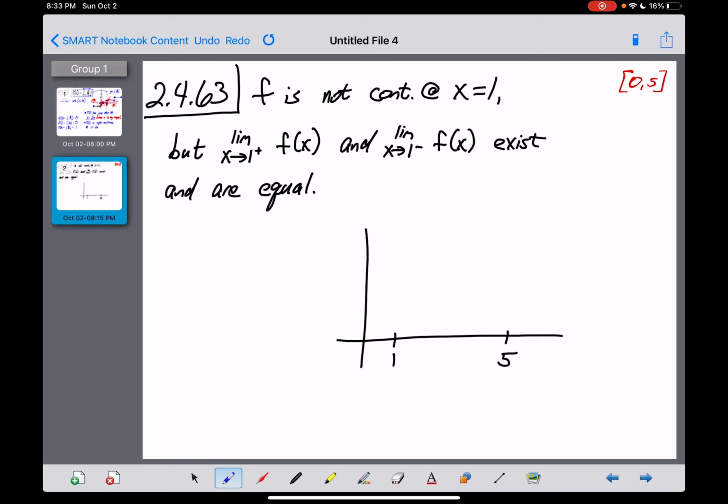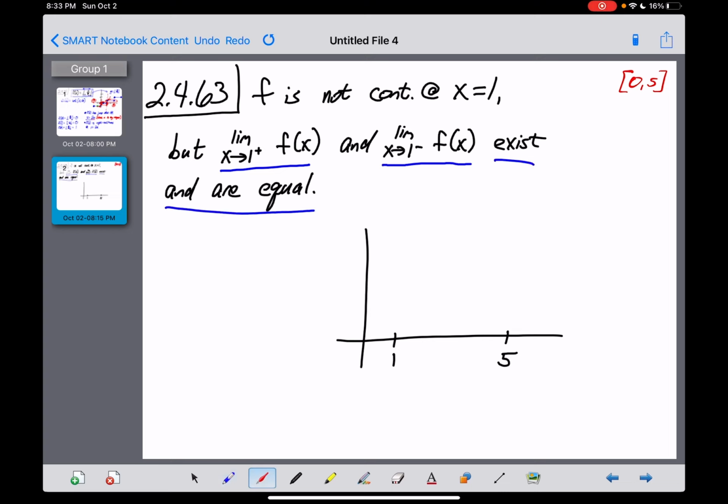So we're supposed to draw a graph of a function on the closed interval from 0 to 5 with this property here for number 63. F, the function, is not continuous at x equals 1, but here we go. The right-hand limit, x approaches 1 from the right of f of x, and the left-hand limit, x approaches 1 from the left of f of x, both of those one-sided limits exist and are equal.